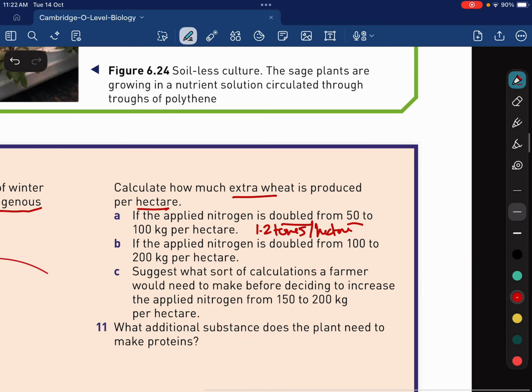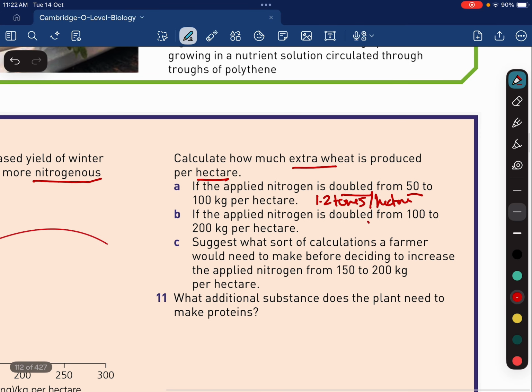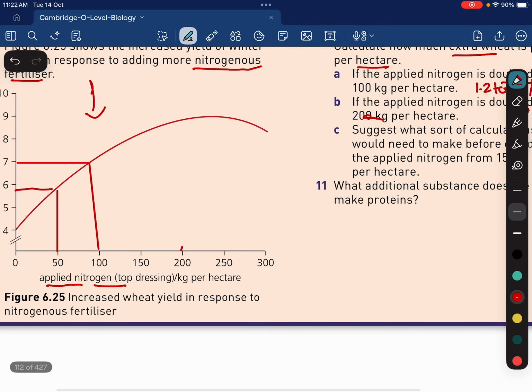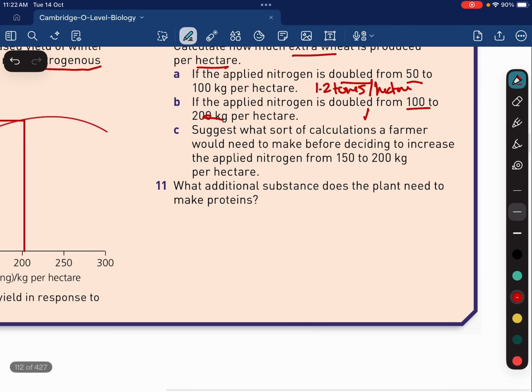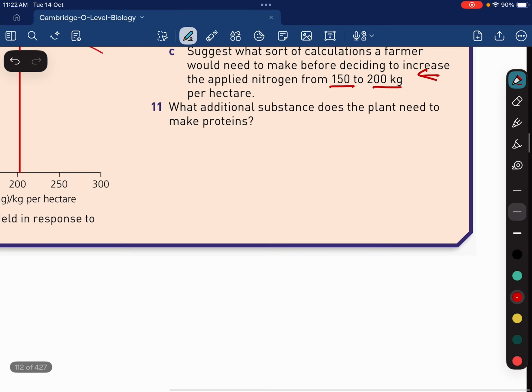So just like that, if they said we apply nitrogen doubled from 100 to 200, the same thing you have to do. Then we have to go at 200, and then we have to see how much we are yielding on 200, right? Same thing. And then next, from 150 to 200, yeah, that's nothing crazy.